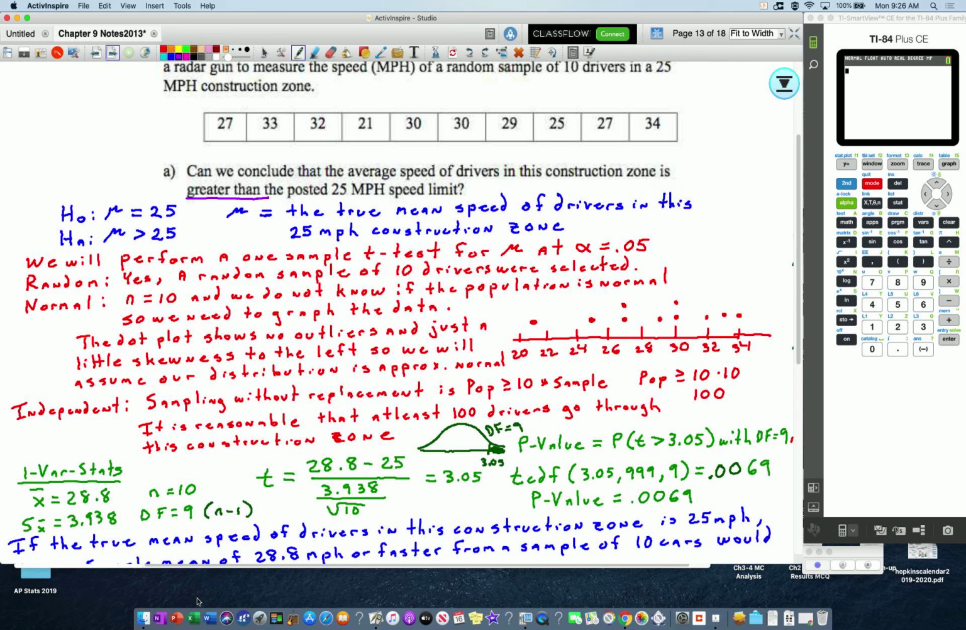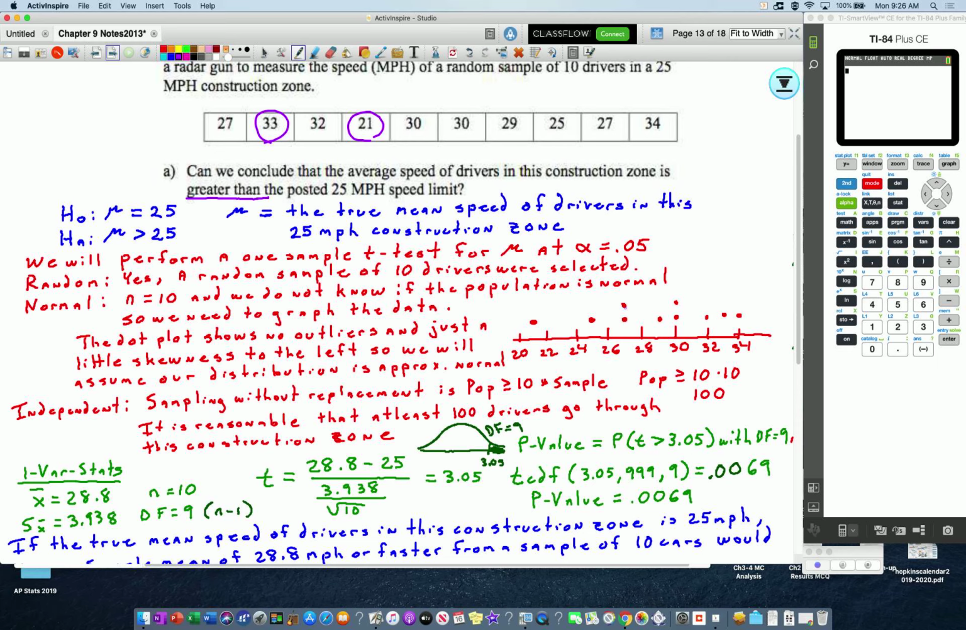Okay, so since n is 10, we don't know the population is normal, so we need to graph the data. So what I do is I start to look at the data here and I say, all right, my lowest speed looked like it was 21. My highest speed was 33. So I simply, when possible, especially with a small set of data, did a quick dot plot. I started at 20, counted by 2s up to 34. The idea is just to graph each and every dot. So like on the first dot, here's where 27 is, then 33, then 32, then 21, and so forth. So I got 9 of the dots.